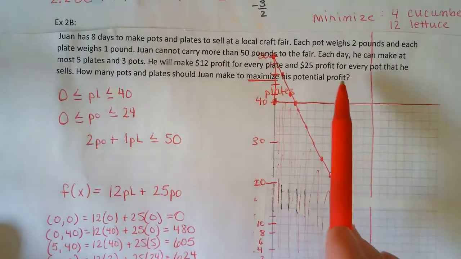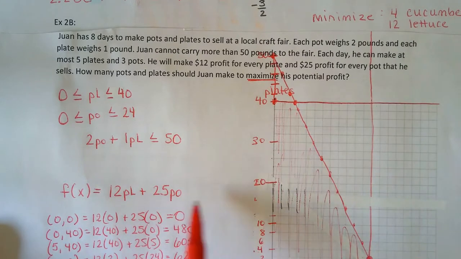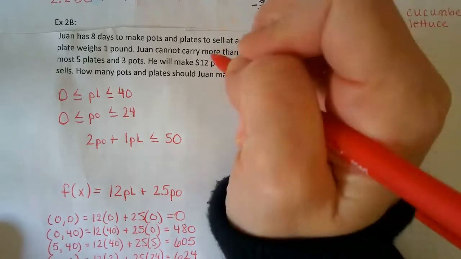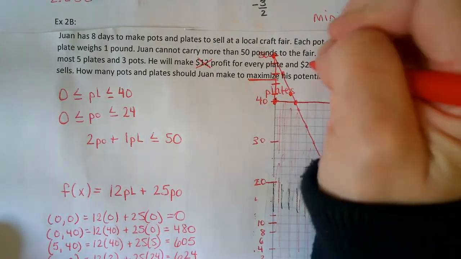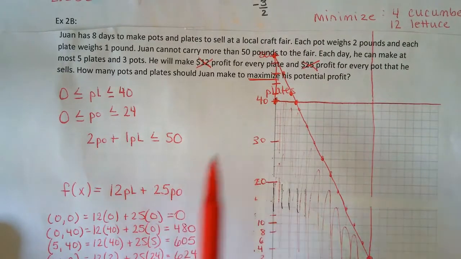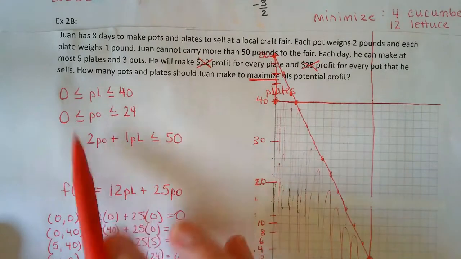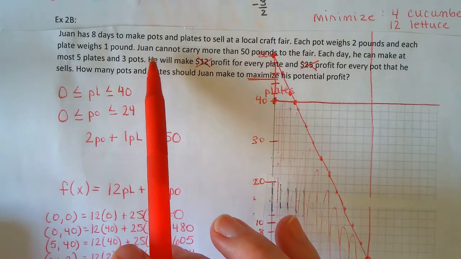So I'm maximizing profit. So all of my money values for profit are what's going to go in my function. So the $12 per plate, that's my PL, and my $25 for pots, that's my PO, that's my function. So I don't need to use those numbers up here. So then I started to make sense over here.